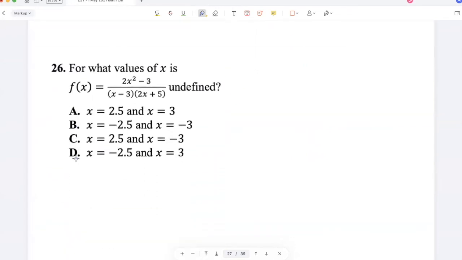For what value of x is this function undefined? So the function will be undefined when the denominator is 0. And the denominator is 0 when x is 3 and -5 by 2. So that would be 3 and minus 2.5.